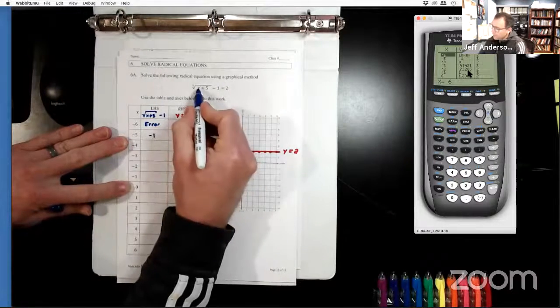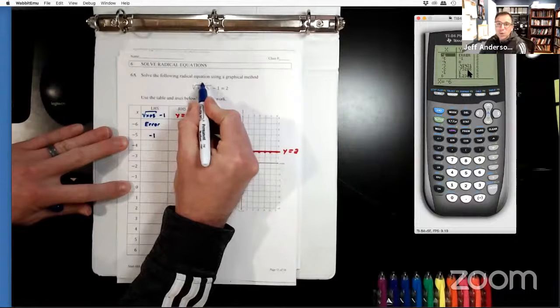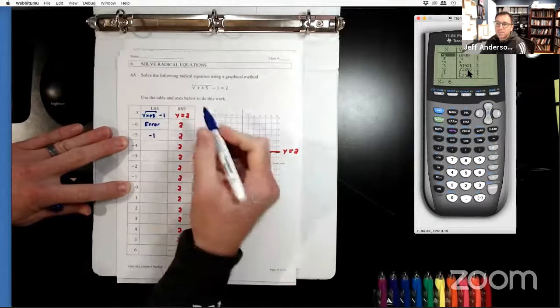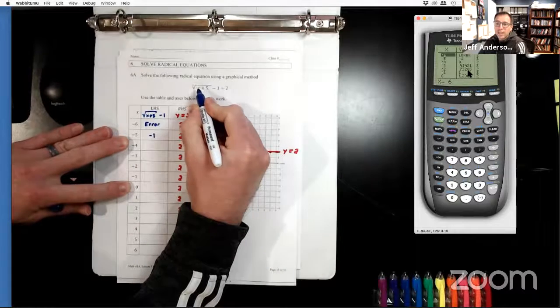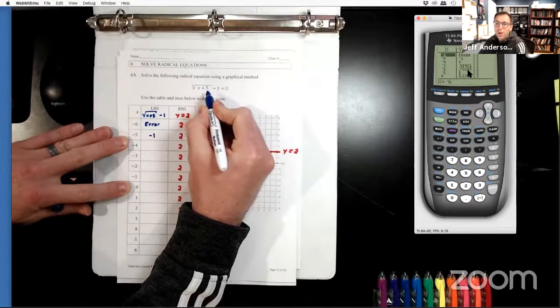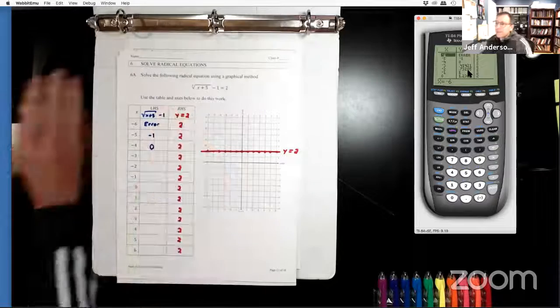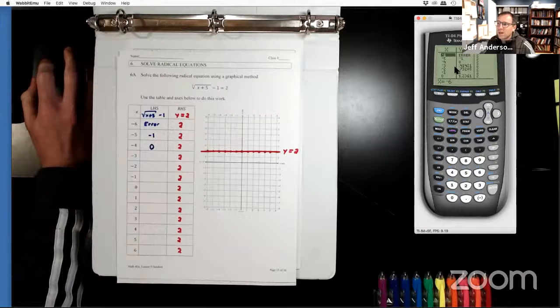Let's go ahead and check. -5 plus 5 is 0. Square root of 0 is 0. 0 minus 1 is -1. At -4, -4 plus 5 is 1. Square root of 1 is 1. 1 minus 1 is 0. So that checked out. Some of these other ones are kind of nasty.